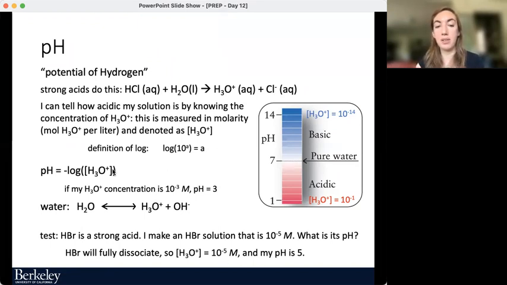And then once I know that, I can just use these rules. So my concentration of H3O plus is 10 to the minus 5 molar. So A here is minus 5. So if I do the log of 10 to the minus 5, I get minus 5. And then I'm doing minus 1 times that. So my pH is going to be 5. Any questions on how I did that or what pH means?